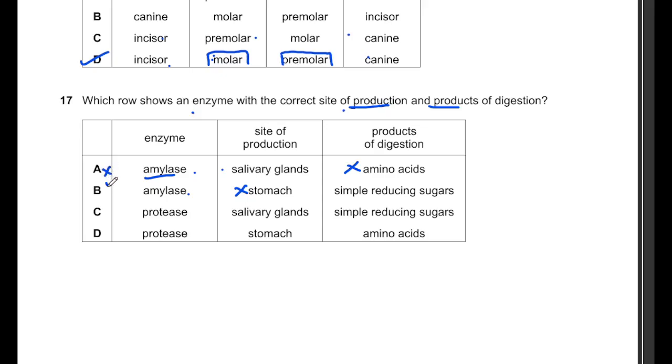Next, let's check the stomach. Protease they have given. Protease in the salivary gland, again no. Protease is present in the stomach, right? Pepsin, pepsinogen, that activity was there. In the presence of HCl, the pepsin gets activated. Protease is present in the stomach, and it basically breaks down protein into amino acid. So that's the correct answer, D here.